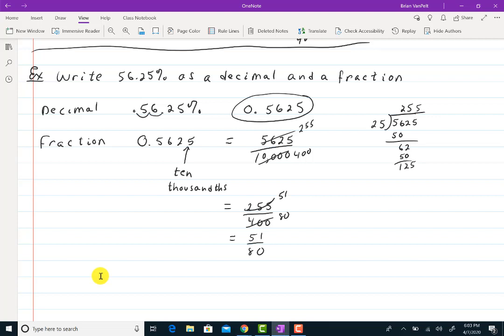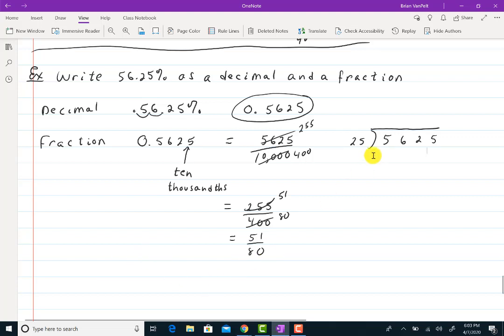Let me check myself to make sure I did get the right answer. 51. I think I did make a mistake here somewhere. Yes, I think I did. What I'm going to do here is let me give myself a little more space in this and just make sure of it. So I'm going to do 25 into 5625. Always give yourself more space if you think you're going to need it.